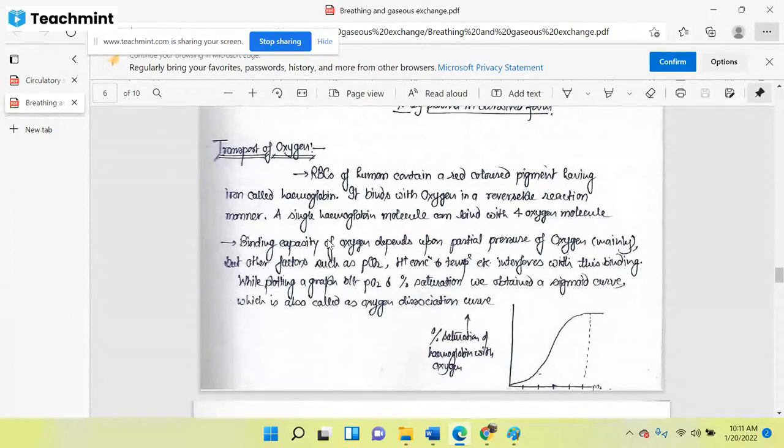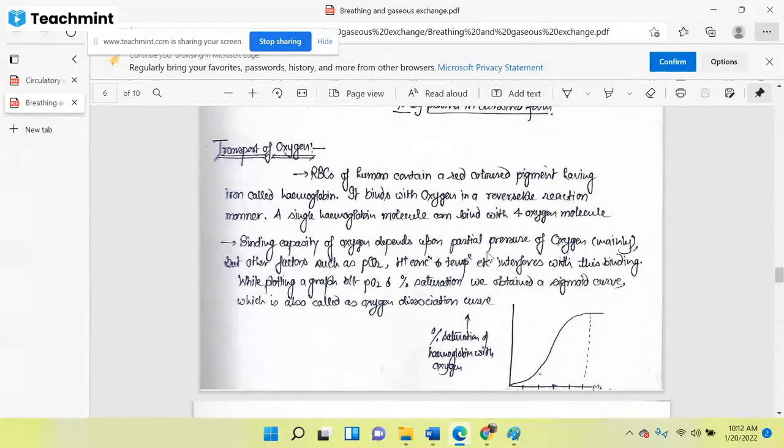Wherever the partial pressure of the oxygen is high, it will promote the binding of oxygen with the hemoglobin. Okay, but other factors such as PCO2, partial pressure of carbon dioxide, hydrogen ion concentration and temperature, etc., also regulate its binding. But mainly one factor plays an important role, that is the partial pressure of oxygen. Okay, pO2: if the pO2 is high, it will promote the binding of oxygen with the hemoglobin, first thing.